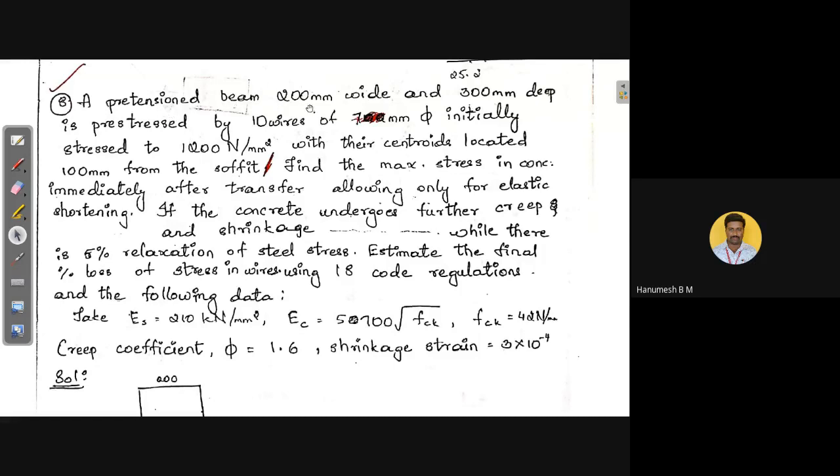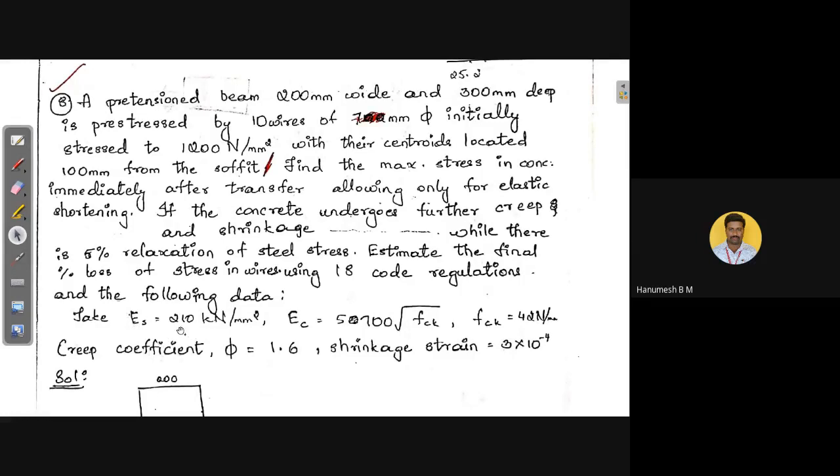A pre-tensioned beam 200 mm wide and 300 mm deep is pre-stressed by 10 wires of 7 mm dia, initially stressed to 1200 Newton per mm square with their centroid located 100 mm from the soffit. Find the maximum stress in concrete immediately after transfer, allowing for elastic shortening. If the concrete undergoes further creep and shrinkage, while there is 5% relaxation of the steel stress, estimate the final stress in wires using IS code regulations and the following data.